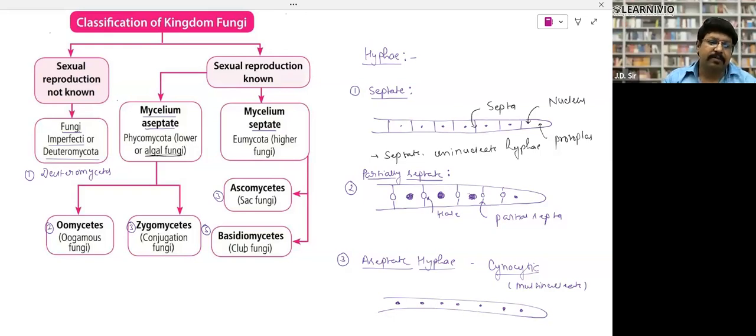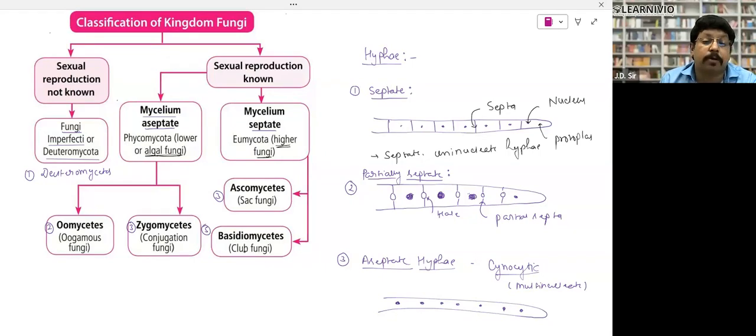Next, mycelium is septate. They are called higher fungi, right? Higher fungi have been kept in two different classes, Ascomycetes and Basidiomycetes. Basically, Ascomycetes is named after a reproductive structure called the ascus. Basidiomycetes is named on the basis of basidia, a type of spore which is found over here.